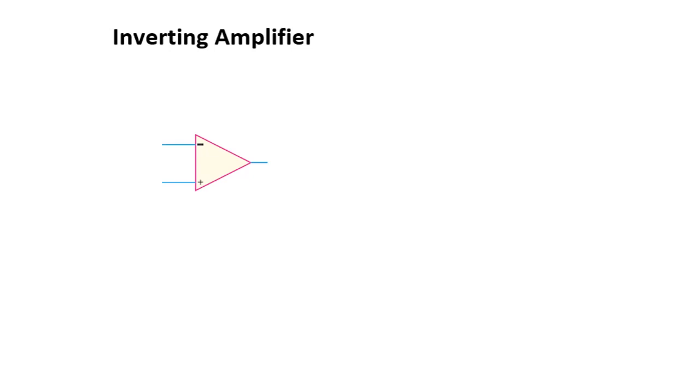A very important application of op-amp is the inverting amplifier. So first of all, the circuit of an inverting amplifier. First we have to connect ground to the non-inverting input. So I will connect ground here, ground to the non-inverting input.